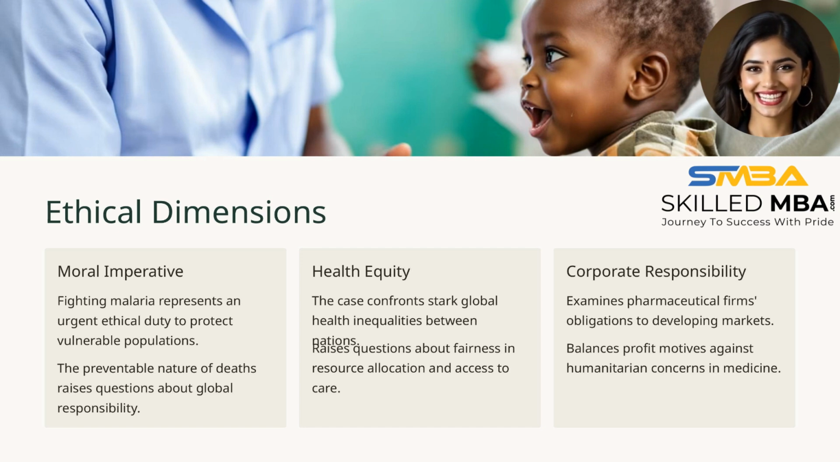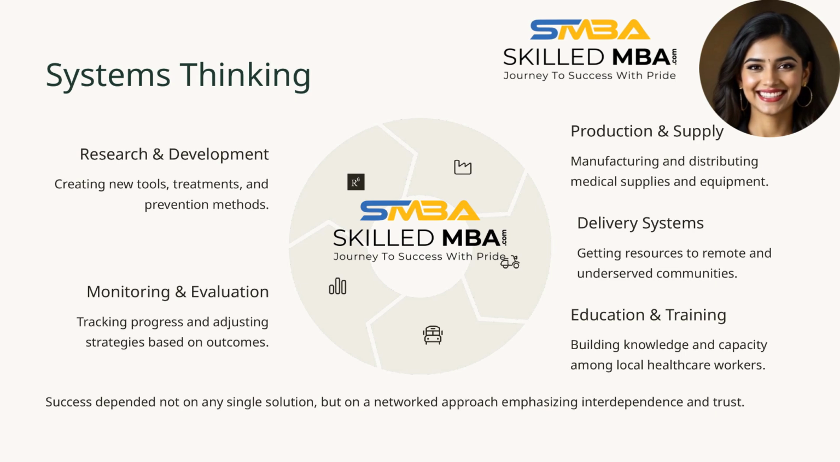access to essential medicines. Systems thinking in malaria control involves creating innovative tools and treatments, ensuring efficient production and supply chains, and delivering resources to remote areas. Education and training enhance local healthcare capacity, while monitoring and evaluation refine strategies. Success relies on a networked approach, emphasizing interdependence and trust among stakeholders.